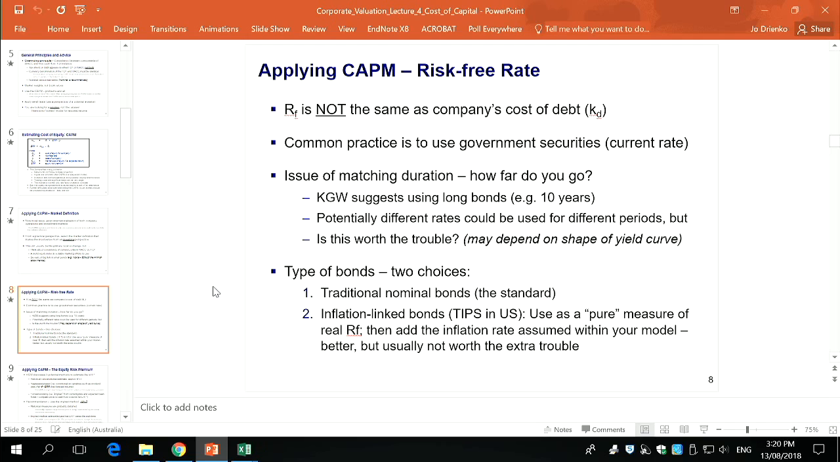Potentially different rates could be used for different periods, but is it worth the trouble? Yeah, so there's no rule that you should use 10 years, but for the equity, I agree with the textbook and taking the longer view because investors take a longer view makes more sense. In the cost of debt, yeah, you can take the shorter view. That makes sense. In a few slides, we'll talk about cost of debt, but in cost of equity, that longer rate makes sense to me, yeah? Yep, yep.